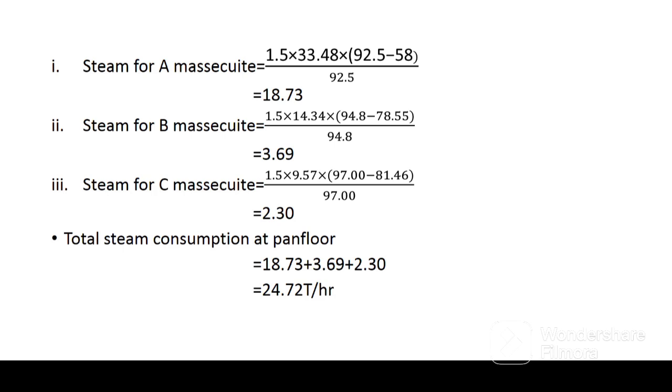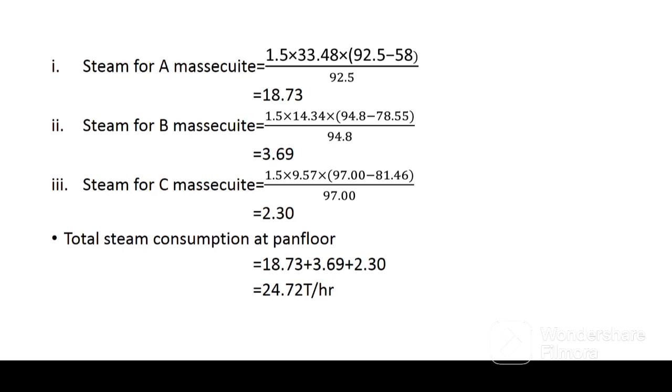Quantity of steam for C massecuite is equal to 1.5, which is the coefficient factor, times 9.57, which is the quantity of C massecuite heated per hour, times bracket 97.00, which is the brix of C massecuite, minus 81.46, which is the brix of B molasses. Remember, B molasses is used to prepare C massecuite. Divide by 97.00. This one gives us 2.30.